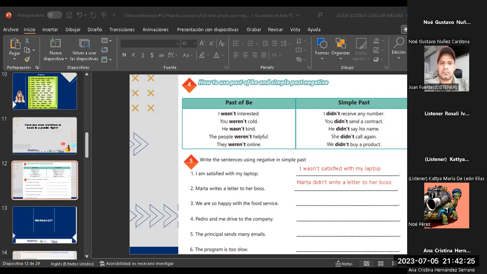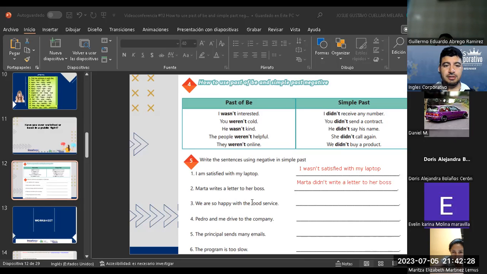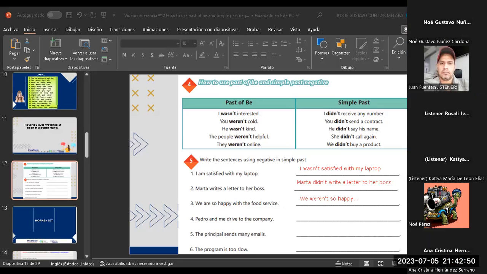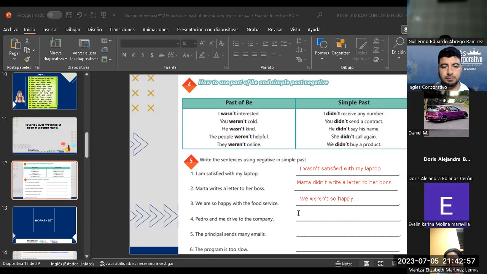Okay, maybe we can have the participation of Rivas. Can you help us, Rivas? Hey, and then Maritza, please. We weren't so happy with the food service. Yes. We weren't so happy with blah, blah, blah. Okay. We weren't. Good. Okay. Maybe Maritza, and we can have Gustavo. Pedro and me didn't drive to the company. Pedro and me didn't drive to the company. Yes. Okay.